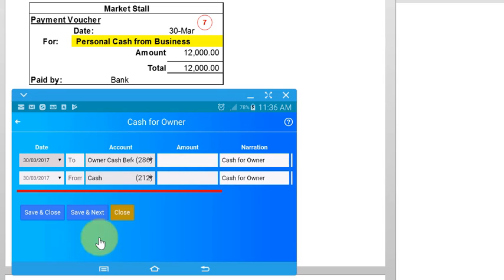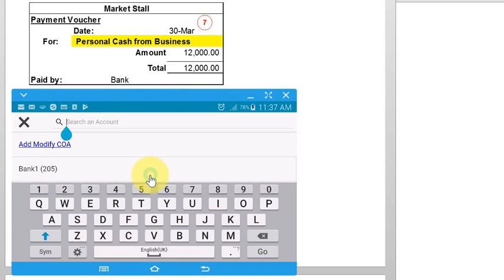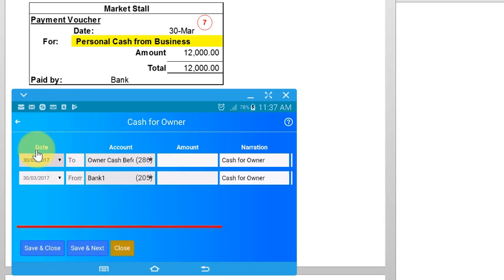There it comes up. Now, well, we can make this bigger, but the display doesn't widen. The document has been generated, and remember, this was set in chapter number 2. Now, where is the money coming from? The money is coming from the bank account. So we click the drop down here, and the first one is bank 1. So we select bank 1, which is account 205. Where does this money go to? It goes to the owner.